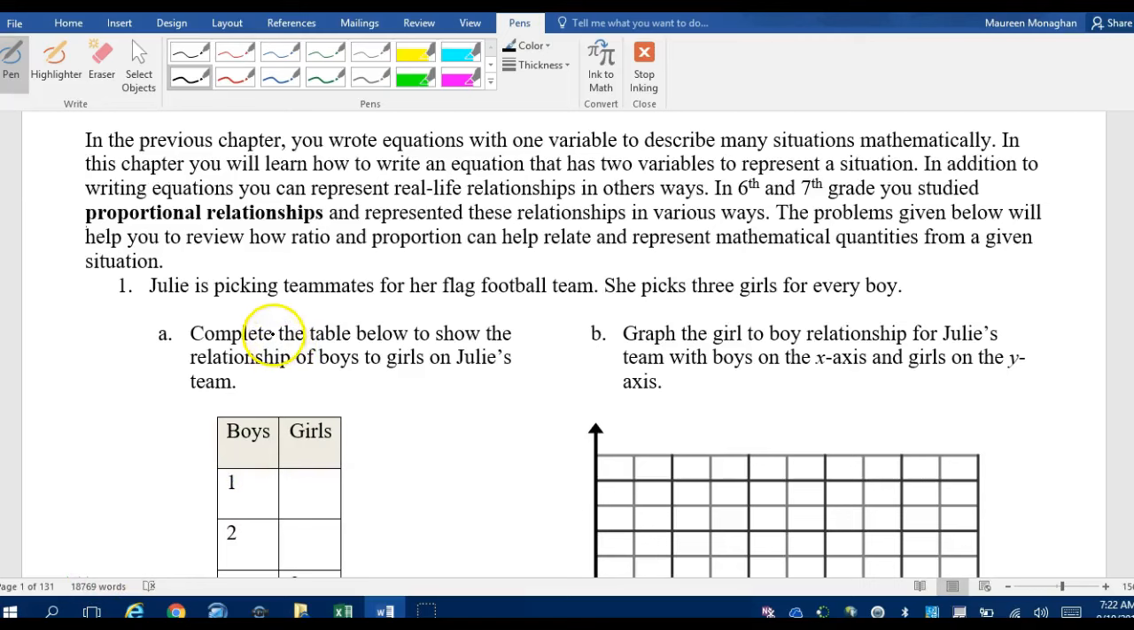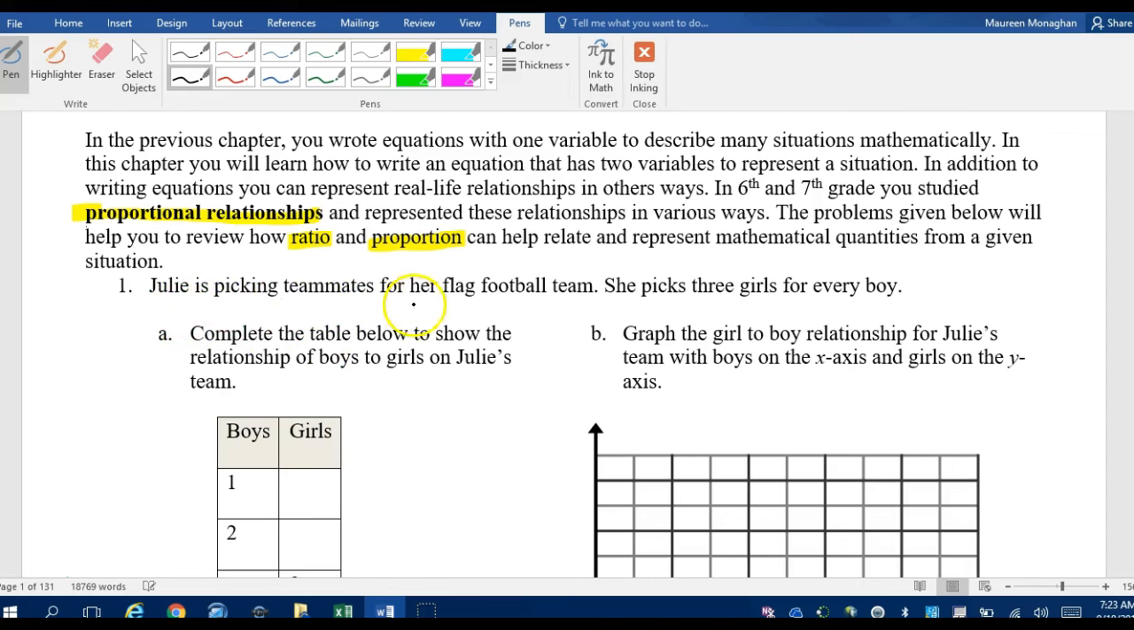The purpose of today's lesson is to talk about proportional relationships. Proportional relationships are how ratios and proportions can help relate and represent mathematical quantities from a given situation. We're going to do some examples, so it just explains it with examples instead of doing a definition. Alright, let's take a look at this first one.